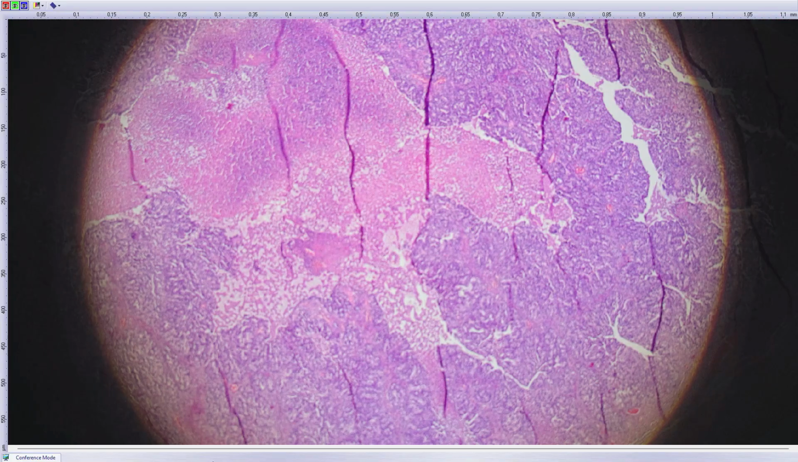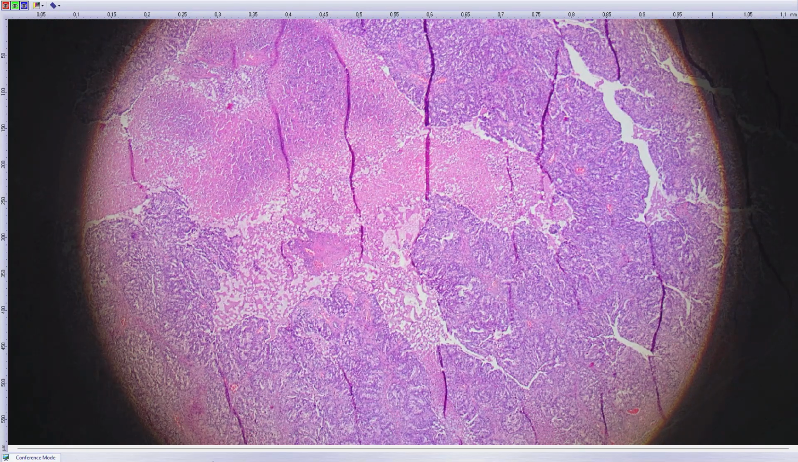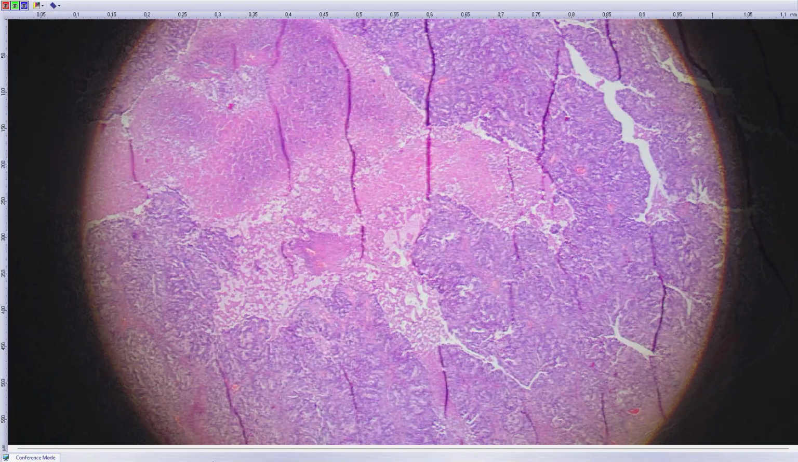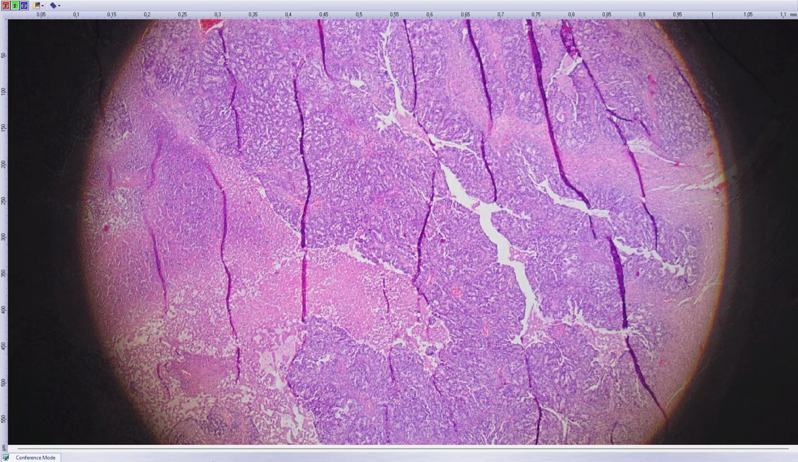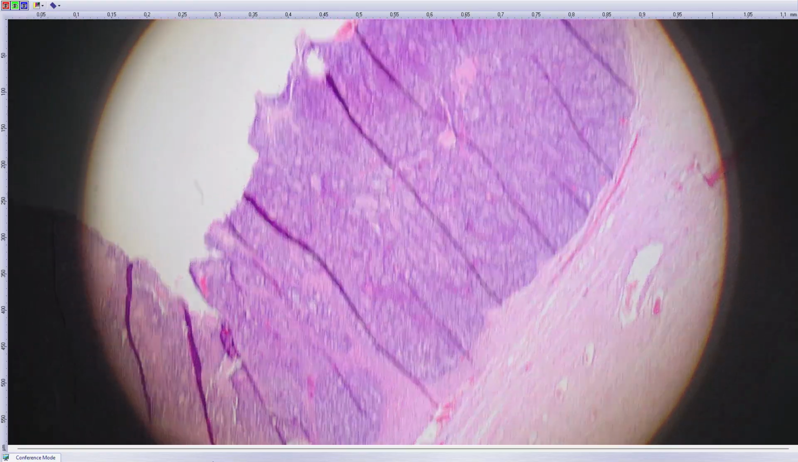And my last case. My last case is a tumor of the ovary. I have to find it first here. Tumor of the ovary, 52-year-old patient. It looked like this.